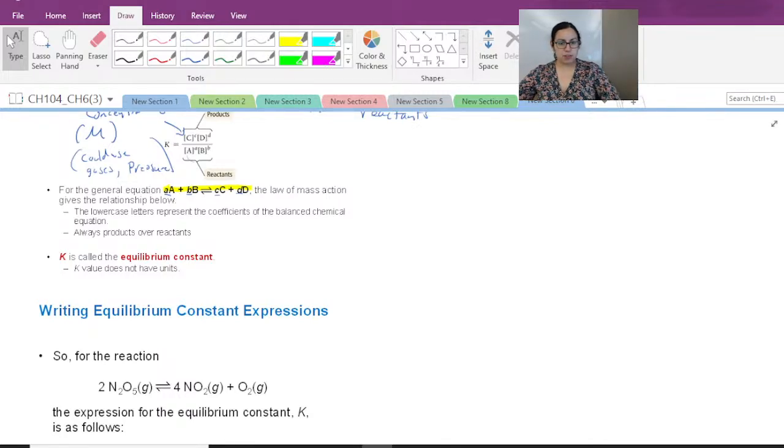Do we have an expression written down? I'll give people another minute or so, it looks like.